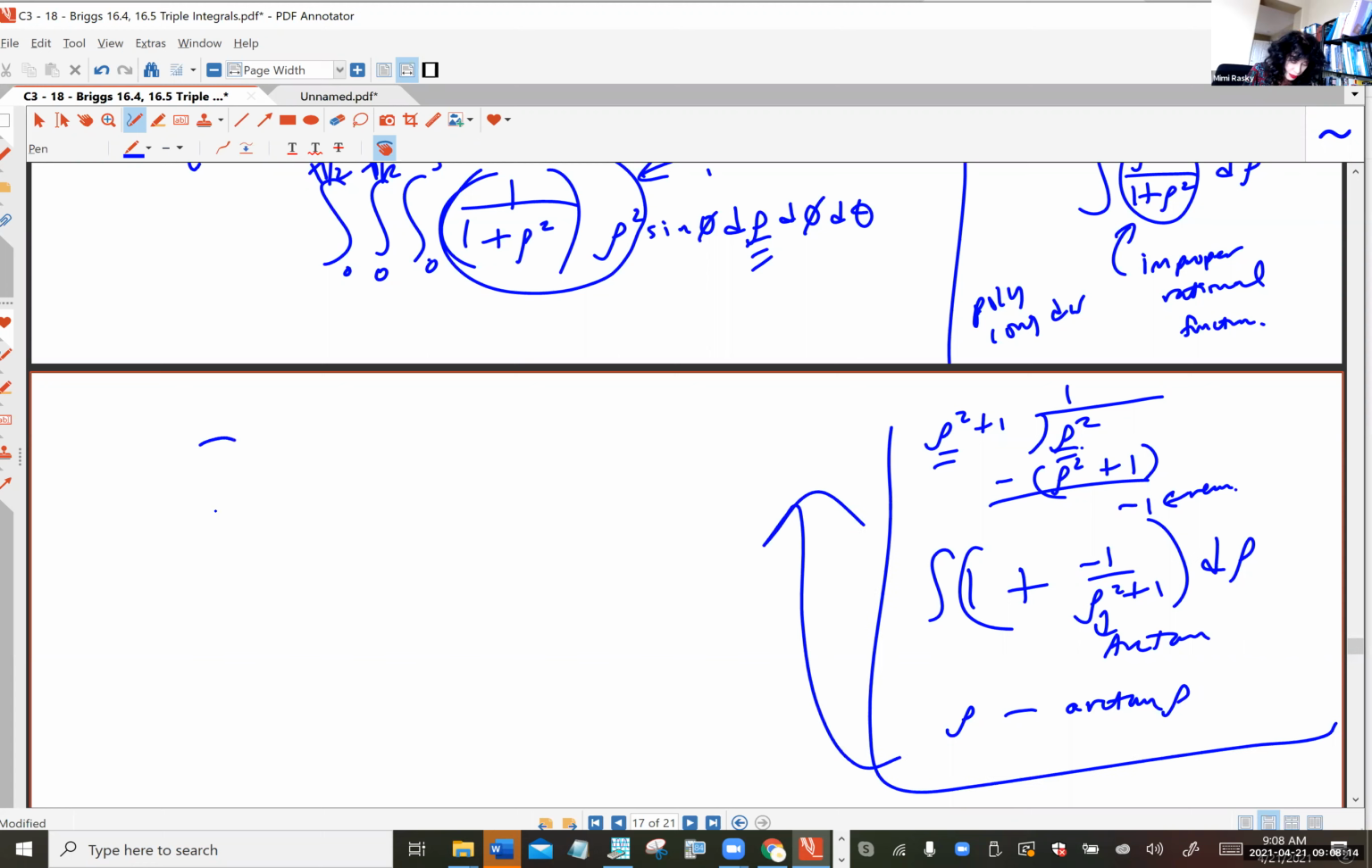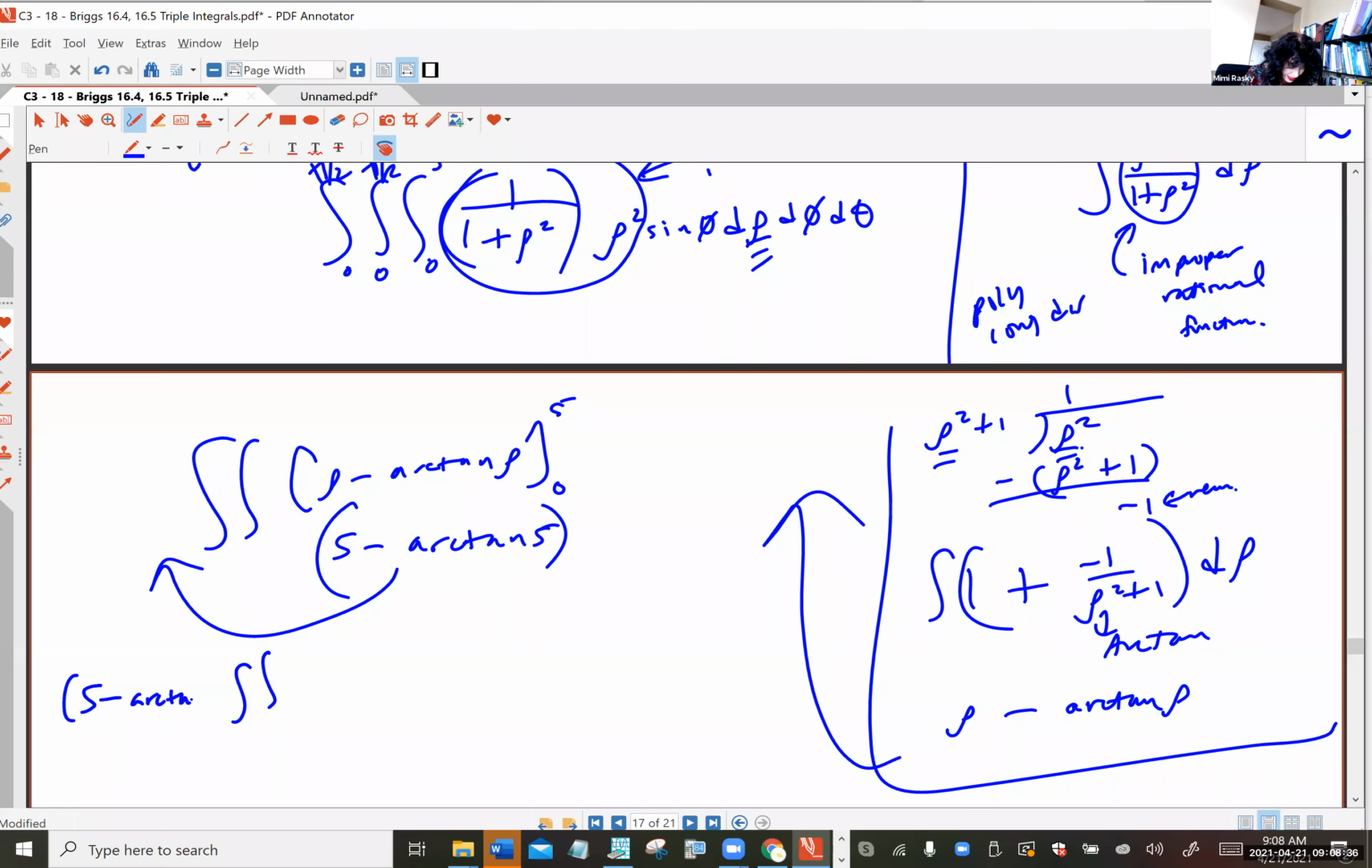Go back to the problem at hand. We're going to evaluate rho minus arctan rho between the limits of 0 and 5. And arctan of 0 is 0. So this is just going to be a weird problem. It's going to be 5 minus arctan 5. And I would just pull it out in front of the integral as some constant multiple and call it a day. Okay, it's just some weird wacky number. And it will be part of our final answer.